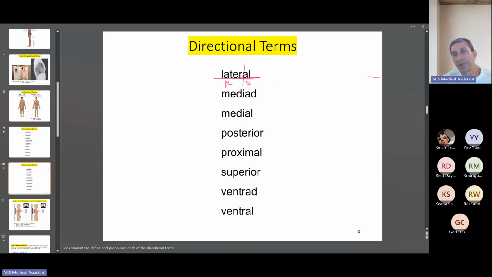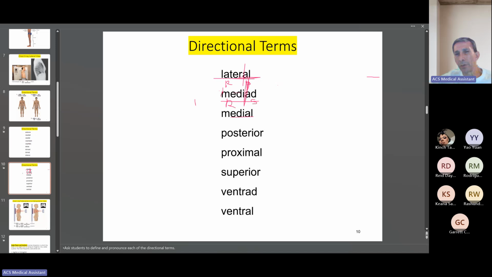Then we're going to have mediate, but I also have medial. So pay attention to the difference between these. AD, this is the suffix. Medi, this is the word root. This is towards the middle.